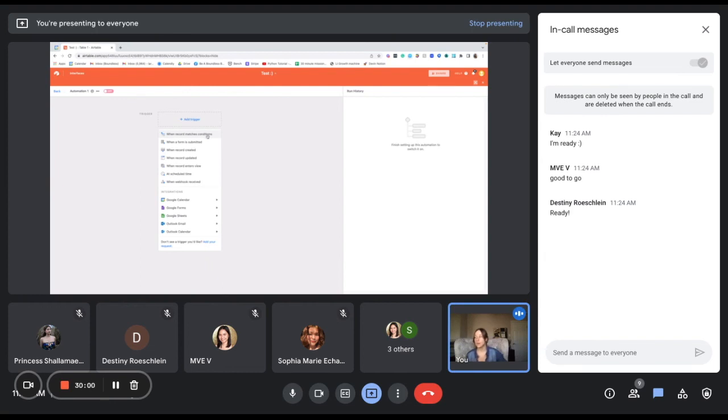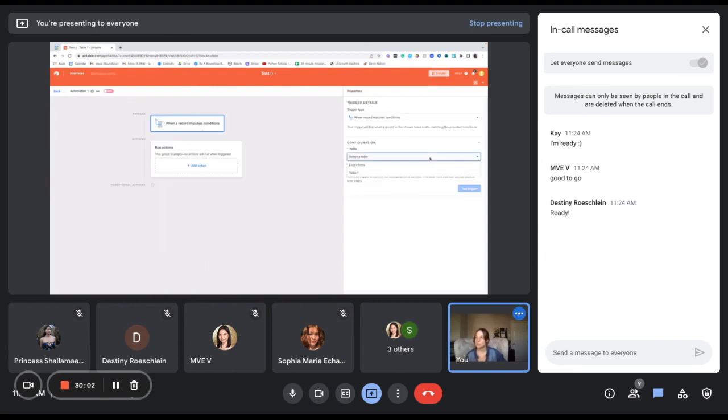In this case, we're going to say when a record matches conditions. We need to tell it where to look for this. And the condition is going to be that done is checked. And we're going to test it. The reason we had to have one of them checked already is that otherwise this test won't work. It'll look for something that matches these conditions and won't be able to find anything. So that's why we need to check something first.